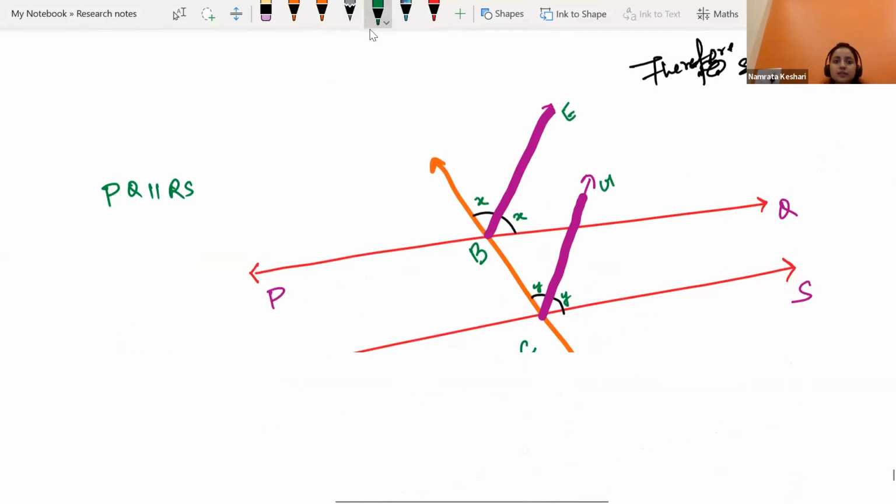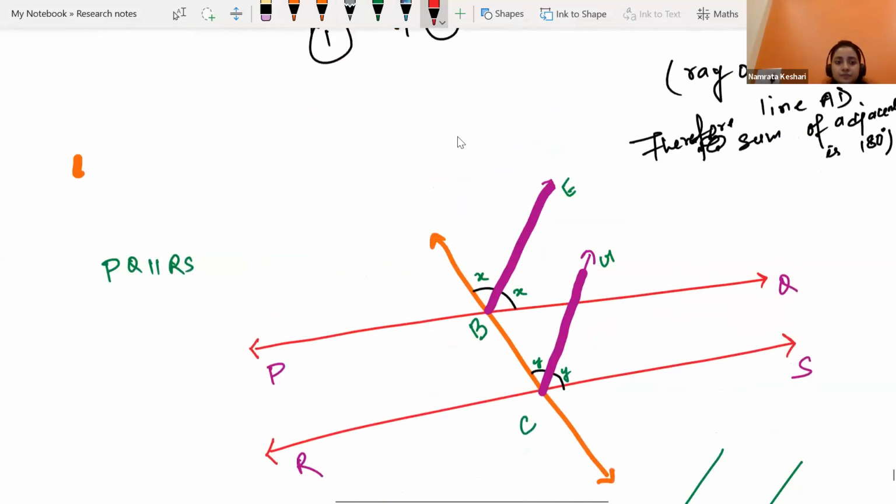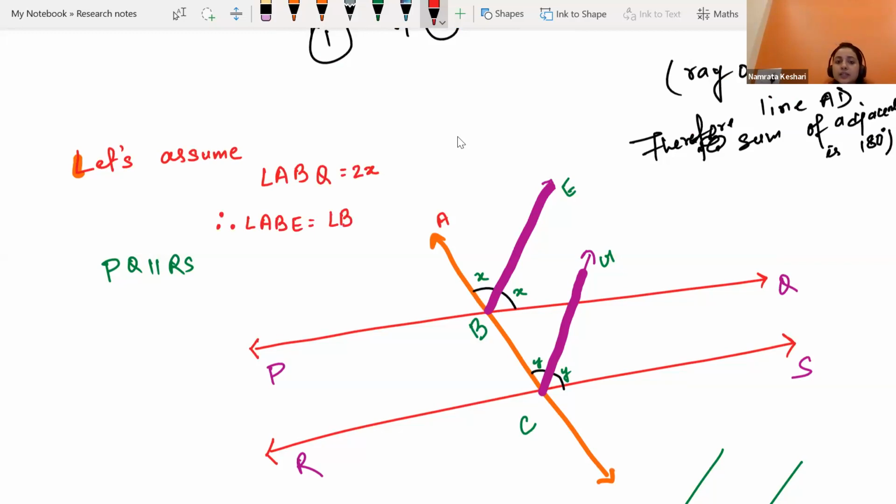So we will see that. Let's assume angle ABQ completely is 2x, and hence it is getting bisected. Therefore, angle ABE is the same as angle BEQ, equal to x. Any confusions?